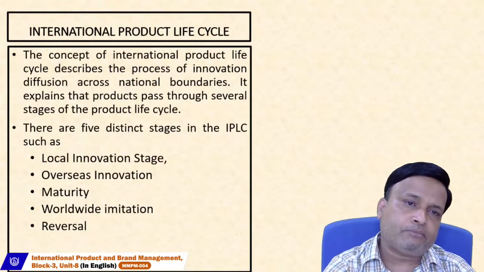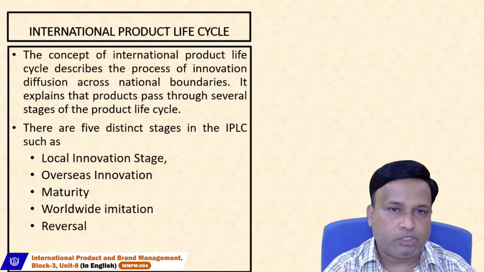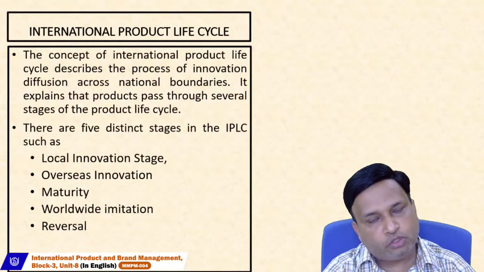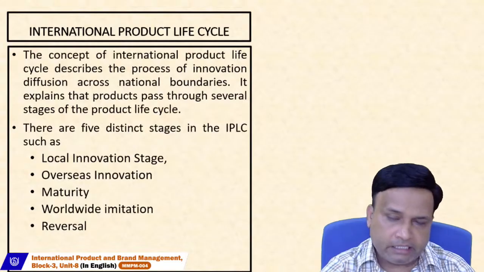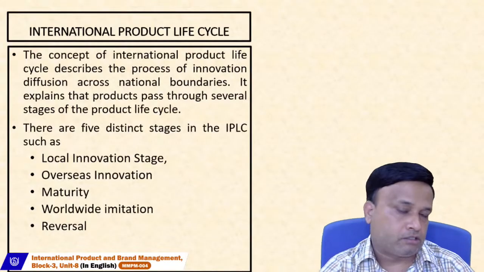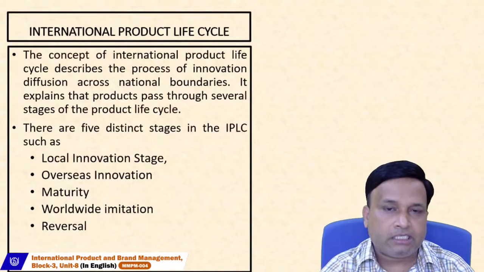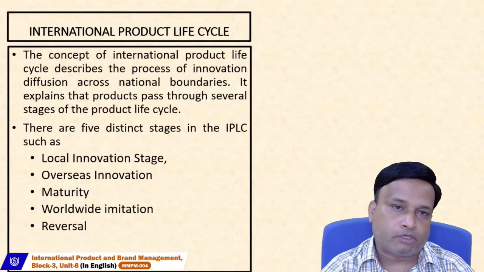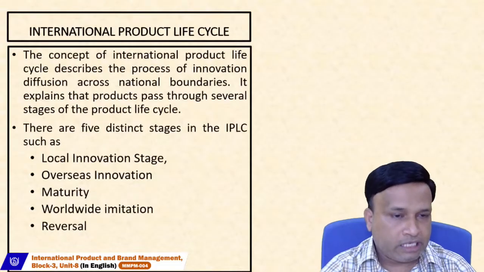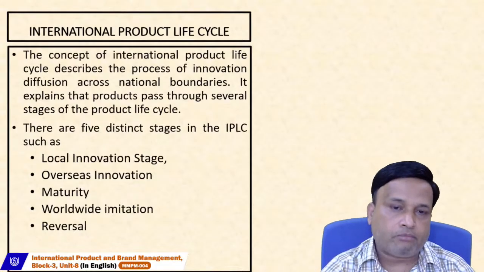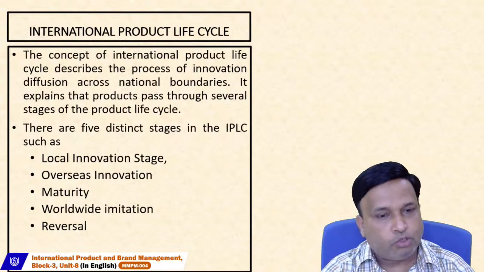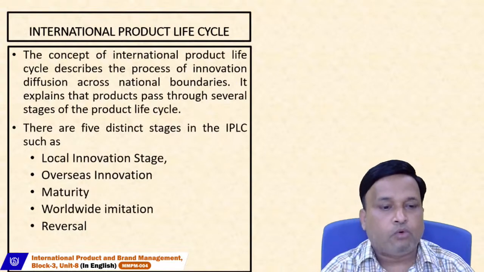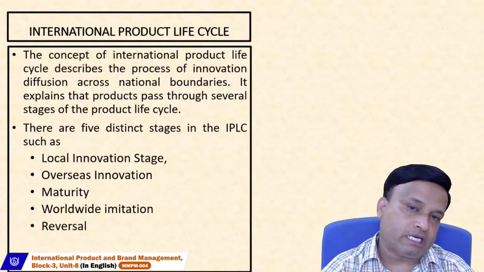Whereas the product life cycle is based on the theory of sales and time, the international product life cycle is based on innovations. Innovation is the main base on which the international product life cycle is built. That is why there are different stages of the international product life cycle: local innovation stage, overseas innovations, maturity, worldwide imitations, and reversal.